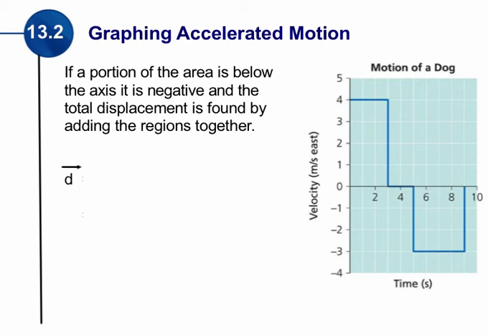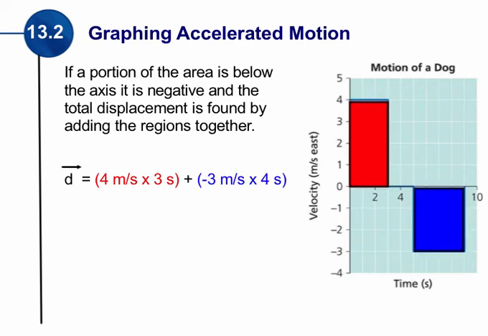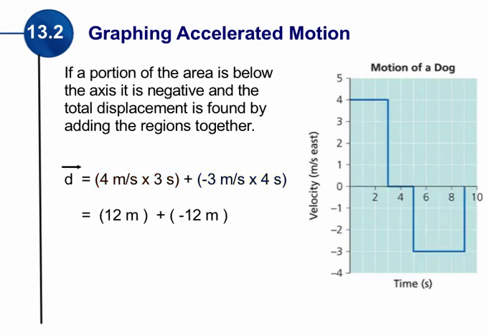So if we look at displacement, we find the top region, and that's just a 4x3 rectangle. The bottom region is just 4x3 as well, but this time it's in the negative velocity, so we have a negative 3 meters per second times 4 seconds. Multiply those together, we get 12 meters and negative 12 meters, and in the end, we add them together, 12 plus negative 12, we just get 0 meters east. So we just find the displacement above, subtract the displacement below, and we'd find our total displacement. And that's going to allow us to find displacement, velocity, and acceleration all from the graph.